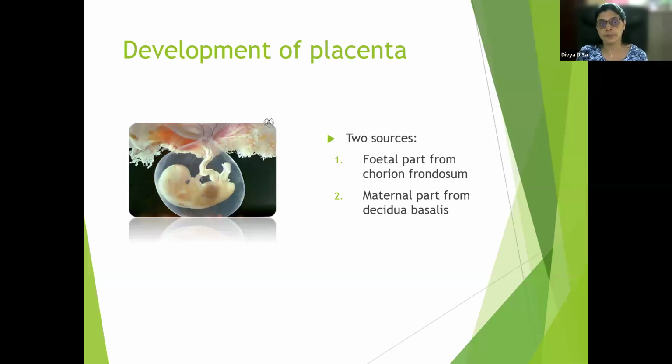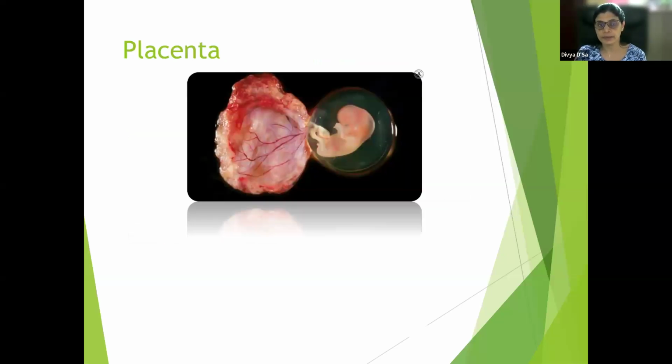So those are the abnormal sites of implantation. Next we come to the placenta. What do we mean by placenta? Placenta is basically the organ which has many functions. It is the main site of nutrition, and it helps in the exchange of gases. So it provides nutritional support and gases to the developing embryo.